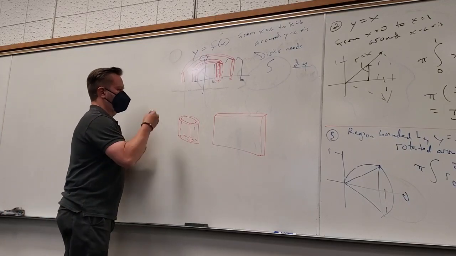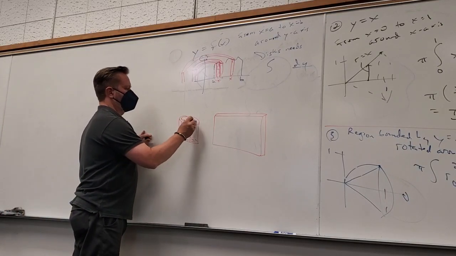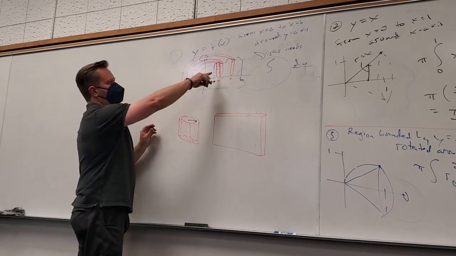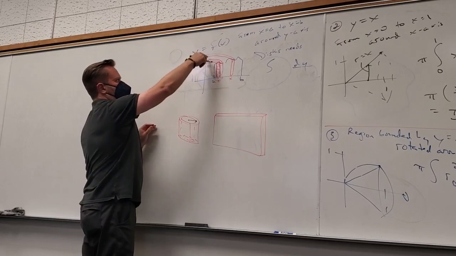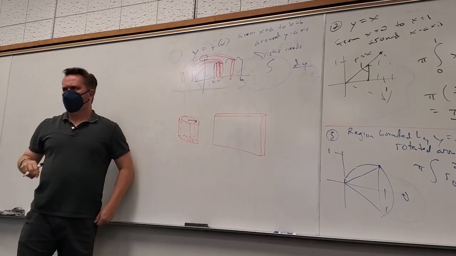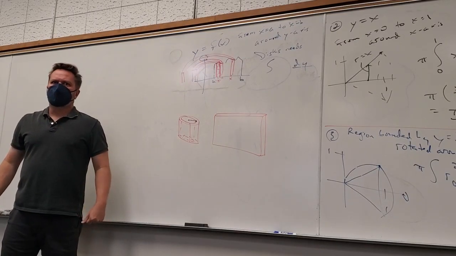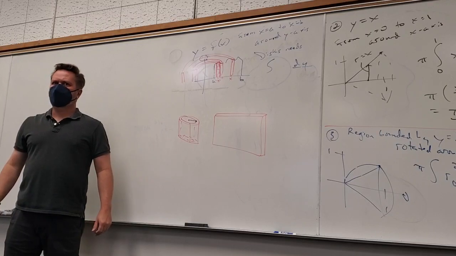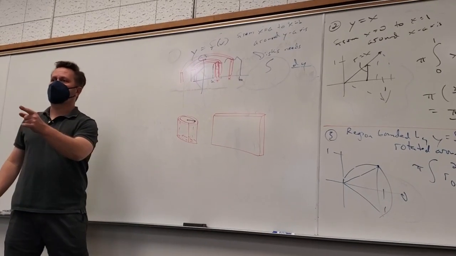So let's identify a few things about this cylinder. It has a radius, yes? Where's the radius on the picture? Look at this cylinder right here. What's the radius? In fact, the funny thing is we do the same thing. Where's the axis of revolution?